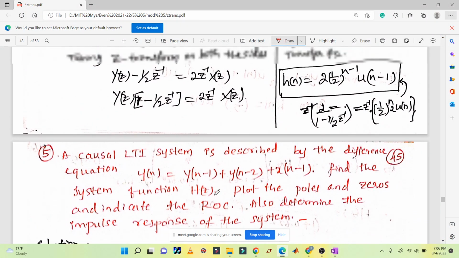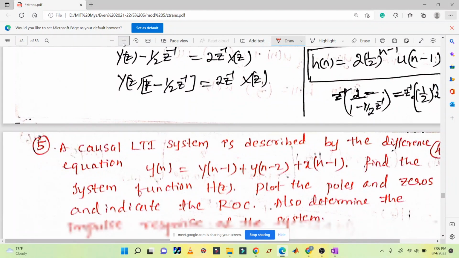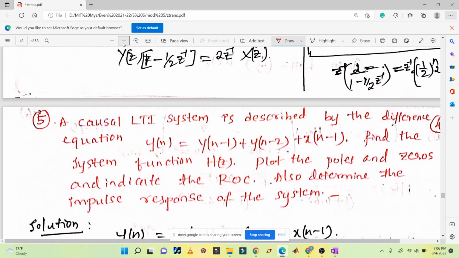In this, let us quickly go through the question. A causal LTI system is described by the difference equation y of n is equal to y of n minus 1 plus y of n minus 2 plus x of n minus 1. Find the system function h of z.